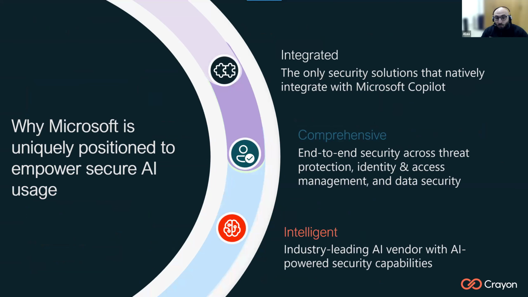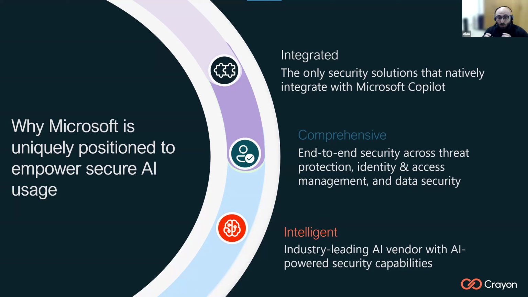So the question you may be asked by your customers is, why is Microsoft uniquely positioned to empower secure AI, or why do we have to use Microsoft Copilot? Microsoft is uniquely positioned to empower secure AI thanks to its integrated, comprehensive, and intelligent security solutions. I'll start with the first point, which is integrated. Microsoft security solutions are natively integrated with Microsoft 365 Copilot, providing seamless real-time protection and simplifying security management.